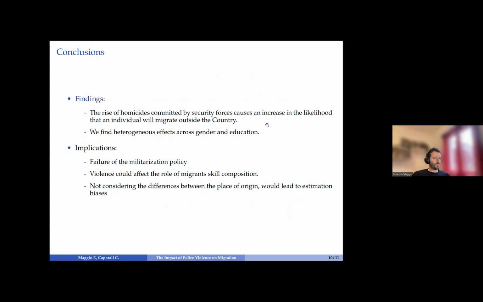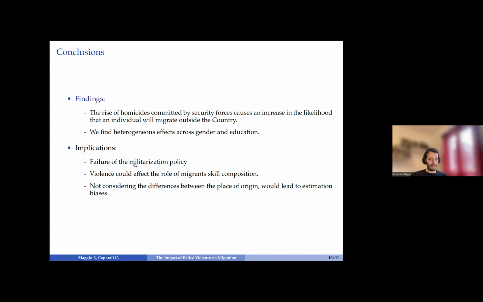So to wrap up, to conclude with this paper, we find that the high level of homicides committed by security forces leads to a higher level of international migration. And this effect is heterogeneous across gender and education. And these findings have several implications at the policy and literature level.